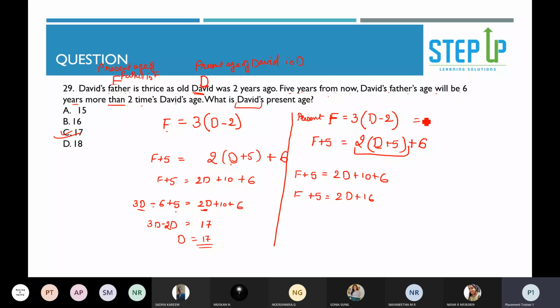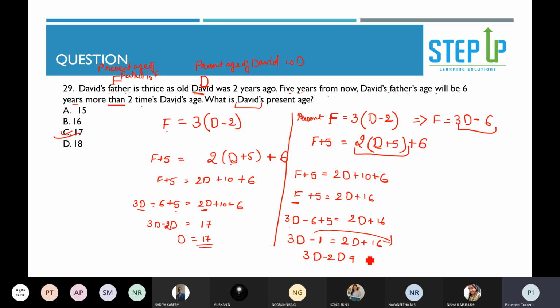Now, I'll substitute F is equal to 3D minus 6 here. 3D minus 6 plus 5 is equal to 2D plus 16. 3D minus 6 plus 5 is 3D minus 1, equal to 2D plus 16. So 3D minus 2D is D, and this one will go to this side, it will become 17. So D is equal to 17. Fine. All right, Nisha? Yes, ma'am. Thank you, ma'am.